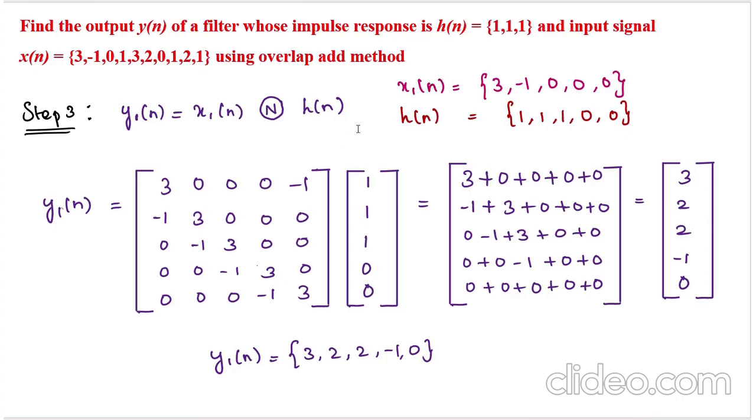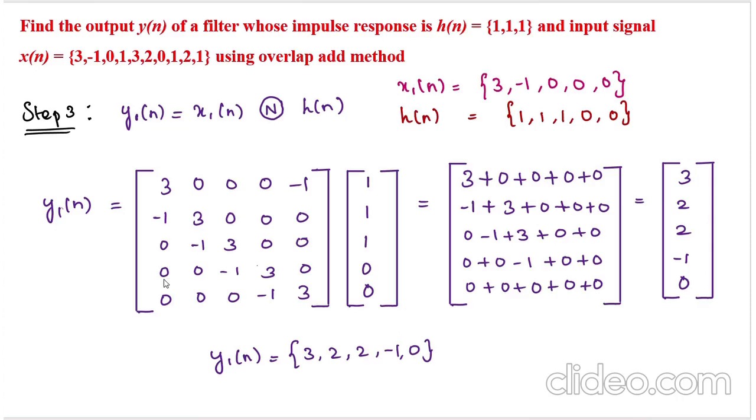Now you will be multiplying with this h of n. h of n is 1 1 1 0 0. Now you will be doing normal matrix multiplication only. That is 3 ones are 3, plus 0 into 0 is 0, plus 0 into 1 is 0, plus 0 into 0 is 0, plus minus 1 into 0 is 0. Now here minus 1 into 1 is minus 1, plus 3 into 1 is 3, plus 0 into 1 is 0, plus 0 into 0 is 0, plus 0 into 0 is 0. Now coming to the third row, 0 into 1 is 0, minus 1 into 1 is minus 1, 3 into 1 is 3, and 0 into 0 and 0 into 0 will be 0.